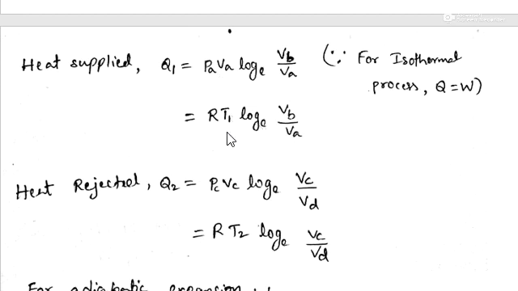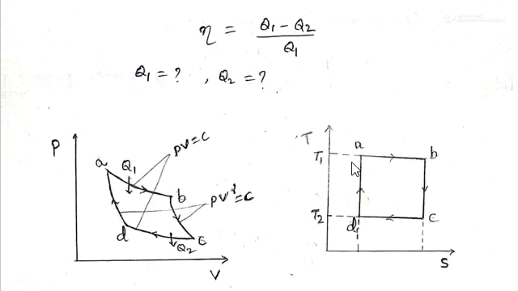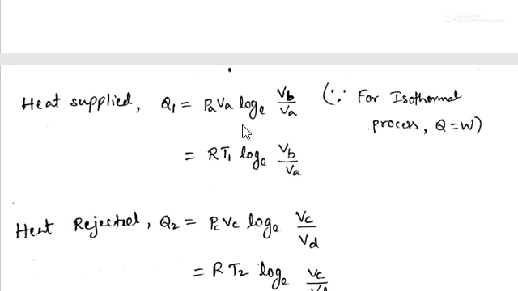In place of TA we are supposed to write, actually, PA VA equals MR TA, but TA and TB are equal to T1. I told you TA and TB are the same, that is T1, so we have taken T1. M is 1, so we have not written it. In place of M we have written 1, and in place of TA we have written T1, and V2 by V1 means VB by VA.